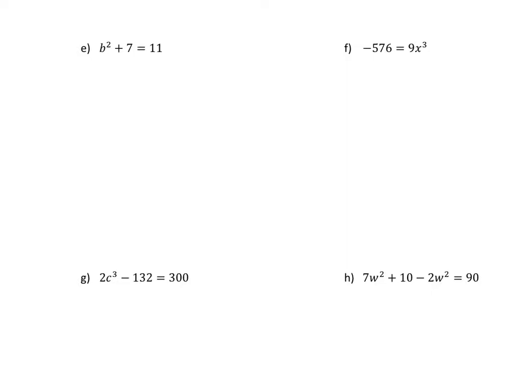So letter E, I need to get B by itself. The first thing I need to do is get rid of that 7. So just like a normal equation, I'm going to subtract 7 from both sides. I'm left with B squared equals 4. To get rid of a square, I square root. Remember, square roots have both positive and negative roots, so my answer is plus or minus 2.